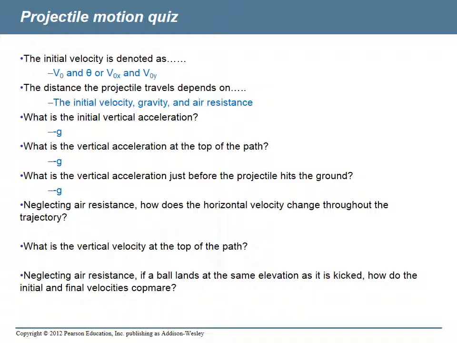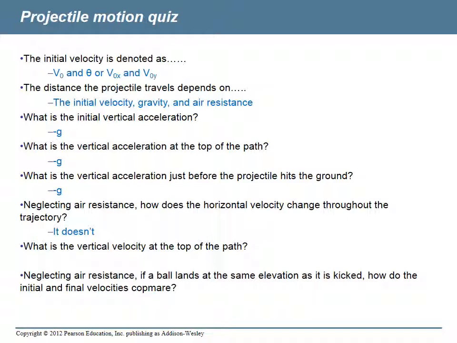So next question: if we take air resistance out of it entirely, how does the horizontal velocity change throughout the trajectory, throughout the path the particle moves on? Hopefully after the last slide you say that it doesn't. This is a trick question, and it doesn't. The horizontal velocity does not change whatsoever.